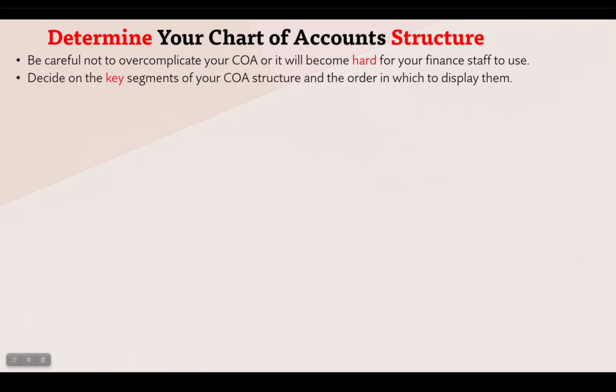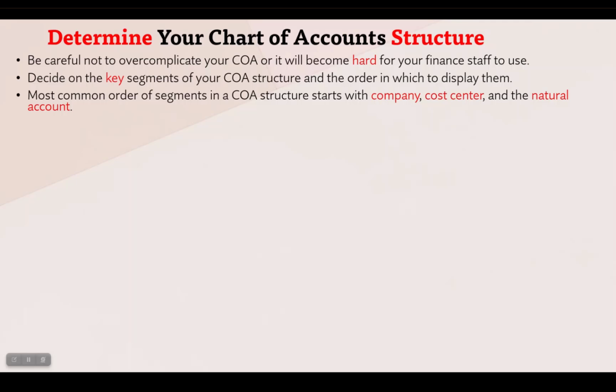Decide on the key segments of your chart of accounts structure and the order in which to display them. For example, the first segment will be company, the second segment product, the third one account, the fourth one for example line of business, future one, future two, intercompany, and the labels. You also have to discuss these things with the organization.